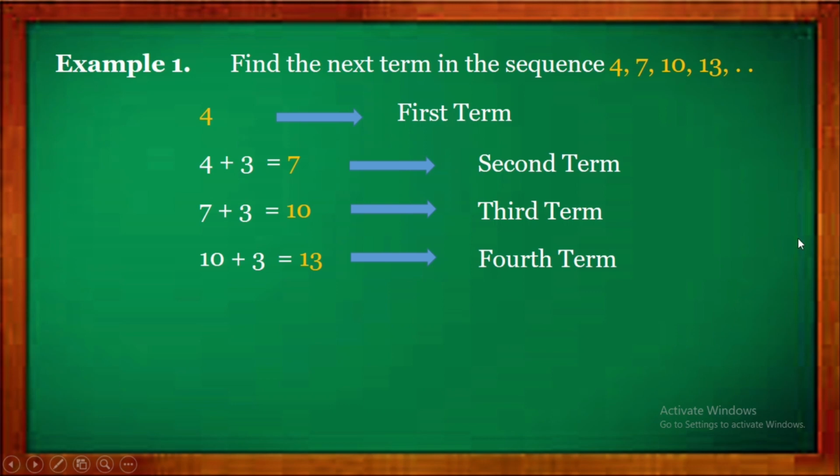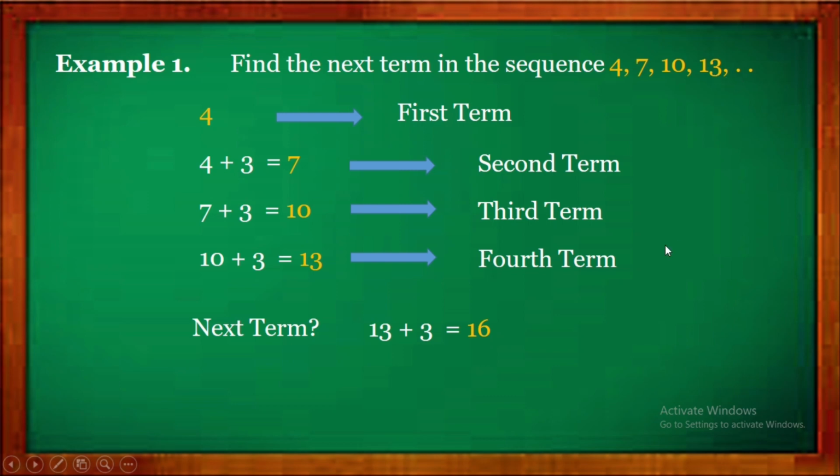Now, for us to get the next term that we are looking for after the term 13, we are just going to continue this process. So the next term in this example will be 16. Why did we come up with 16? Because our fourth term is 13 and the pattern that we assume is by adding 3. That is why 13 plus 3 is 16. So this is the term that we are looking for after the term 13.